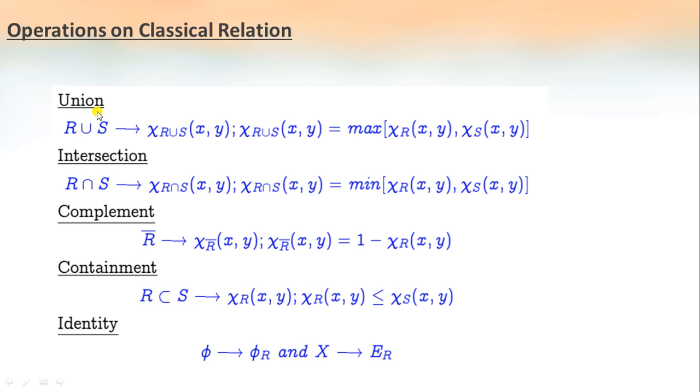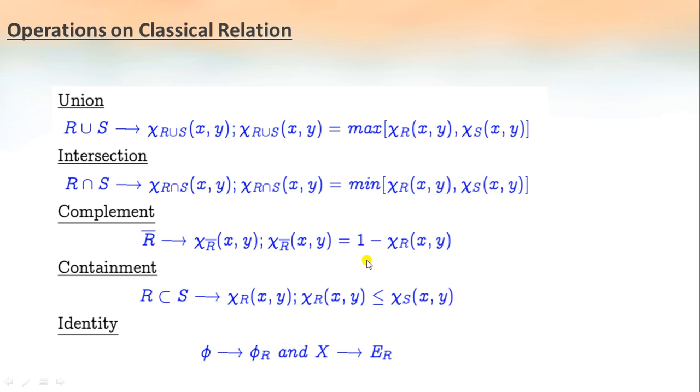First one is union, which is represented using this particular symbol R union S, where R is one relation and S is the other relation. So R union S will return the maximum from the relation R and the relation S for any particular ordered pairs, and intersection will return the minimum ordered pair from the relation R as well as from the relation S. Whichever one is minimum will be returned for intersection.